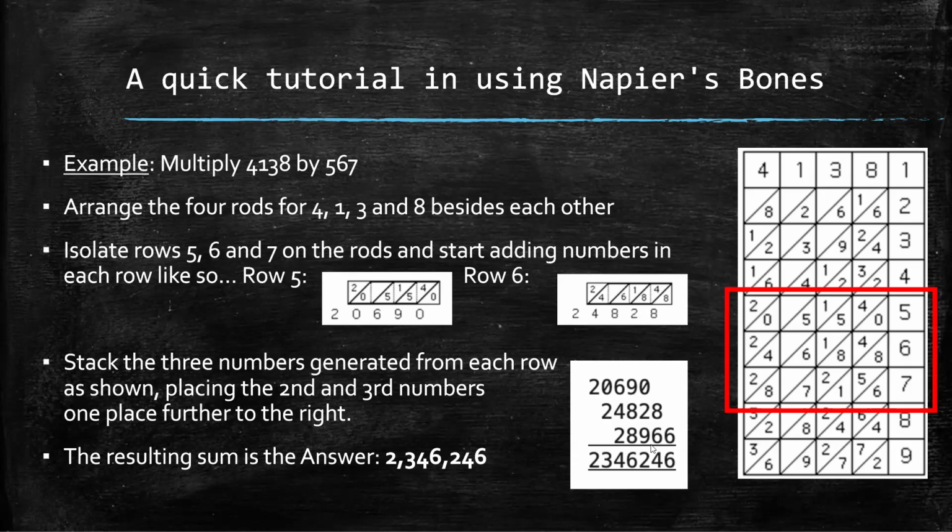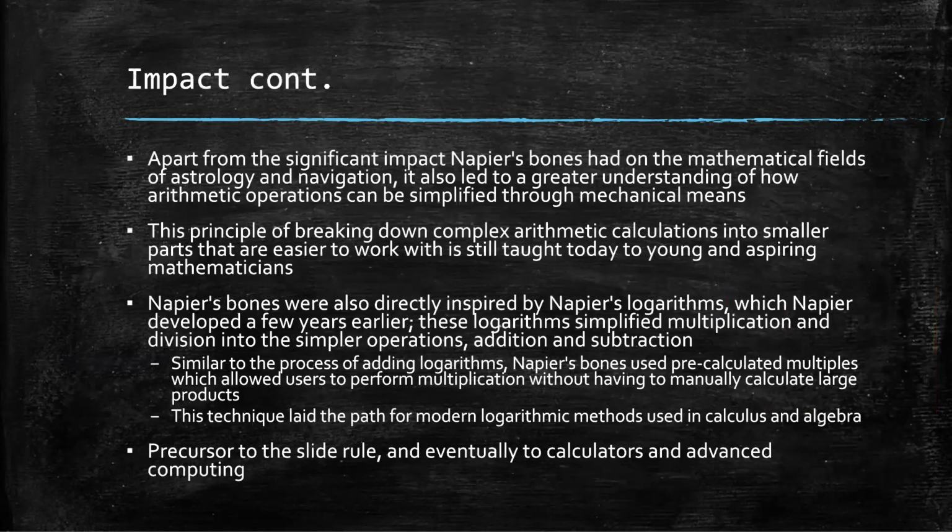So our partial product for 7 is 2 digits to the right. And adding them up, we get the final answer, 2,346,246, which is our final product. So impacts of Napier's bones.